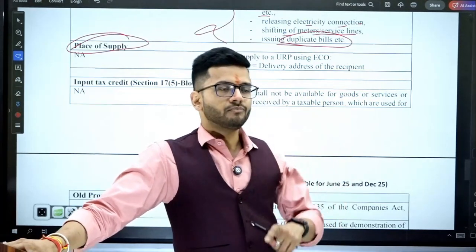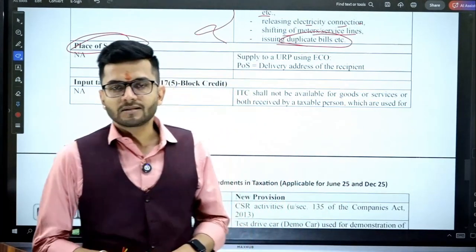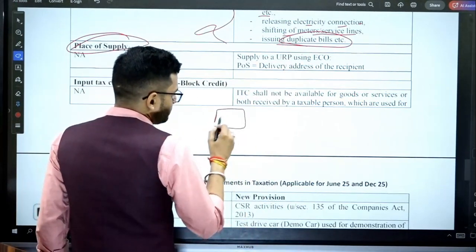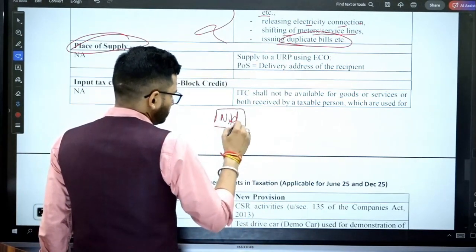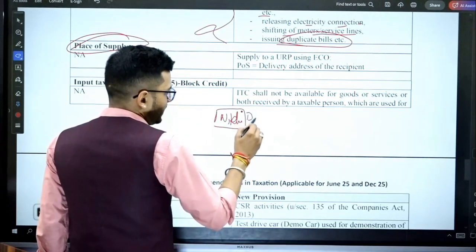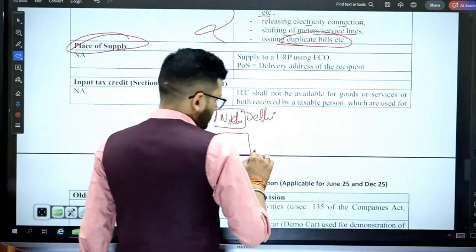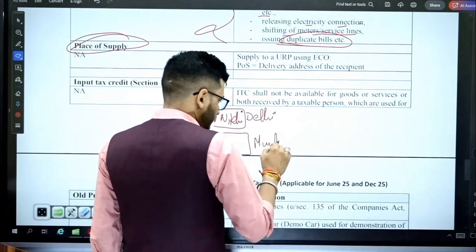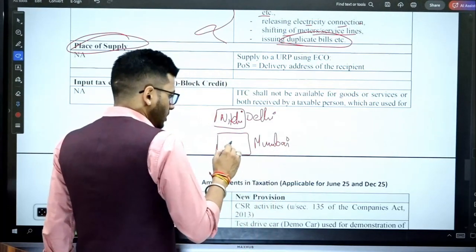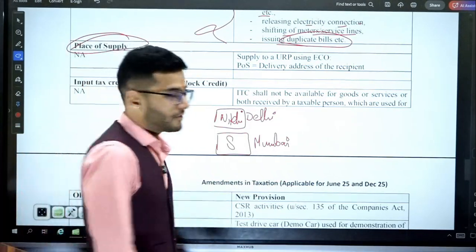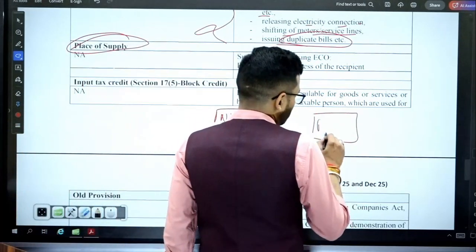Now, there's a catch to it. There's a complex situation to it, which has been covered by recent amendment. What is that situation? Okay, so that's me, Nikhil. I'm in Delhi. I have a very close friend. Yes, very, very close friend. Call her S. I have a very close friend who stays in Mumbai. Okay, I log on to the Amazon portal.